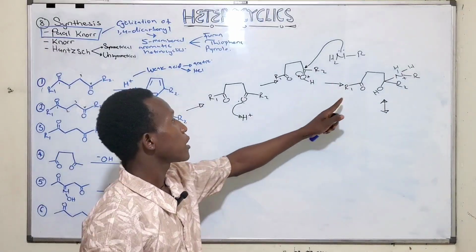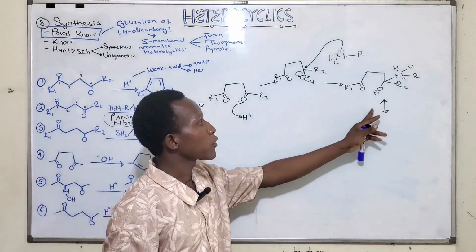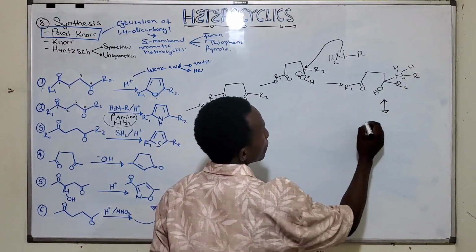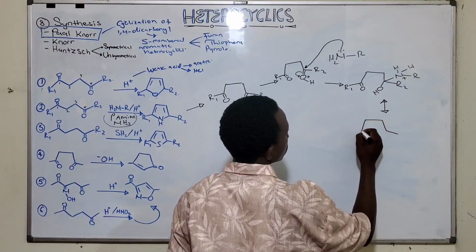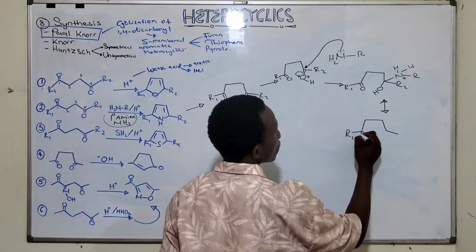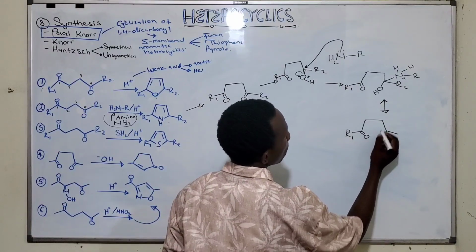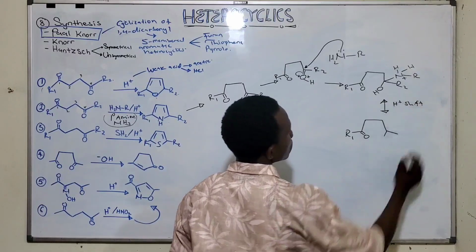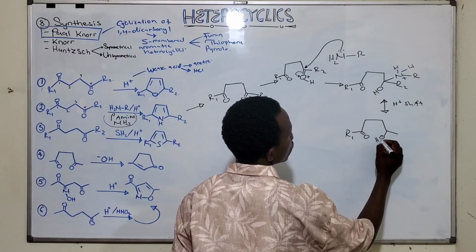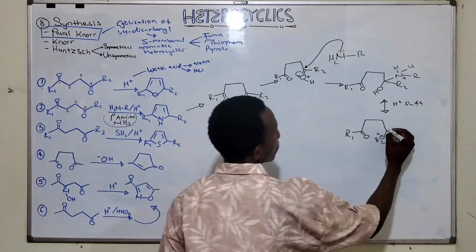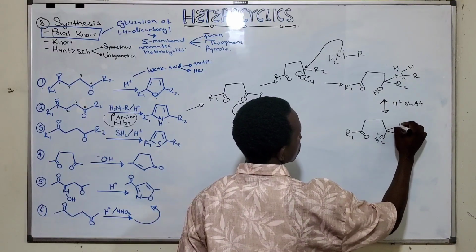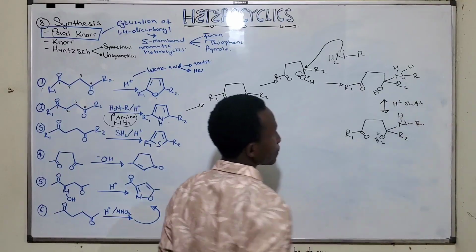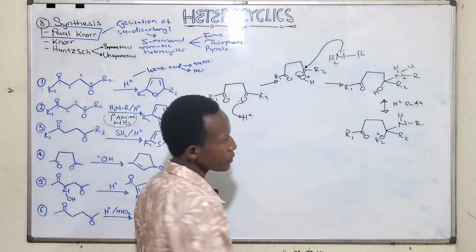Remember, in the imine, we saw the mechanism of formation of imine. So the same principle applies here. R1, oxygen, then here we shall have a proton shift. So we shall have OH2, it's now plus, R2, then N with H and R. That's what we are having.